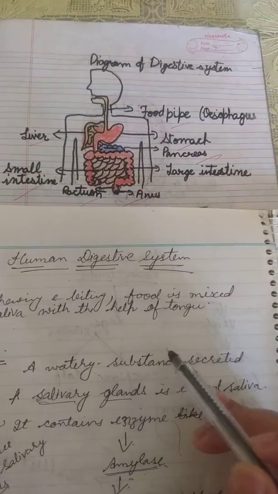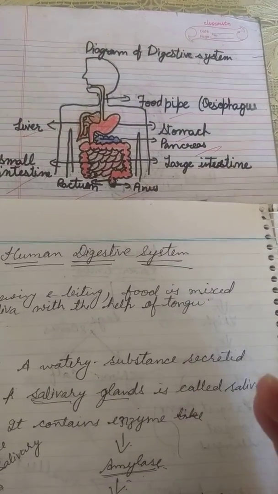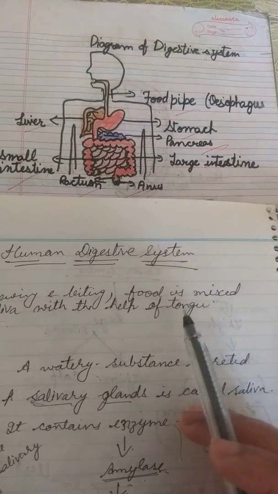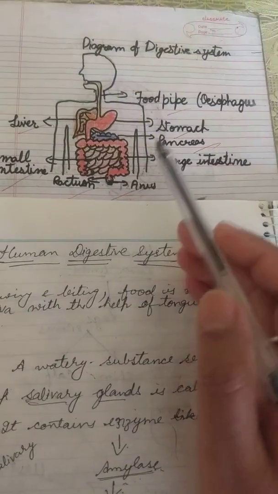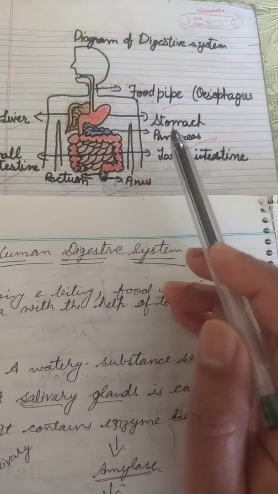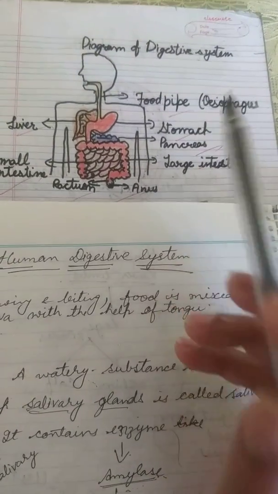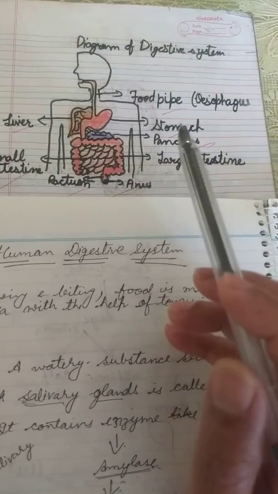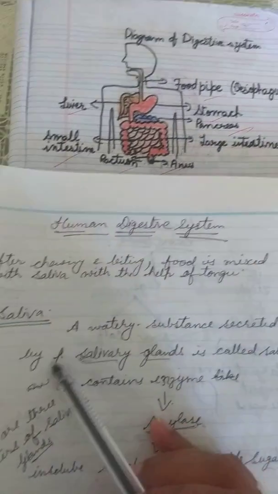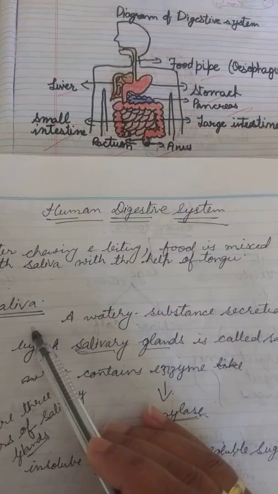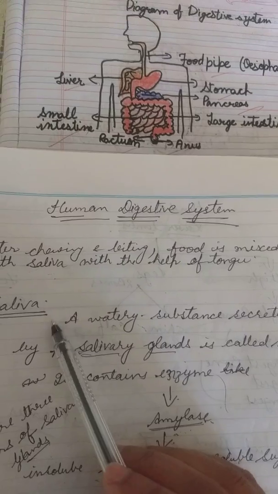Dear learner, in the previous video we started the topic human digestive system. Under this topic we have already discussed the tongue and different types of teeth. Now let us discuss more about it. After chewing and biting, food is mixed with saliva. Now the question is, where does this saliva come from?